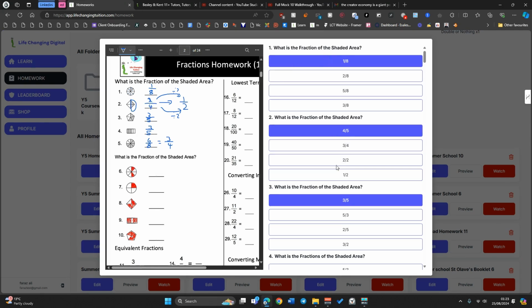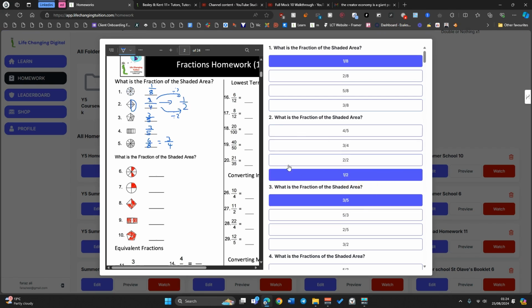2 over 4 for this one. Okay, so 2 over 4 isn't an option here, right? That is why we had to simplify it to 1 over 2. And you can see 1 over 2 here is an option. So the answer to question 2 here is 1 over 2.